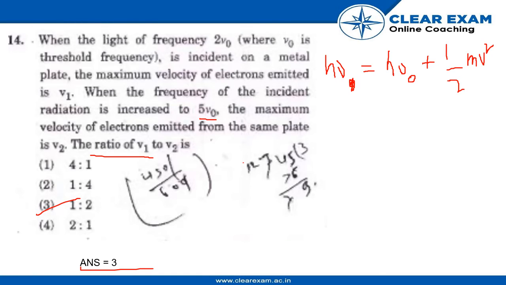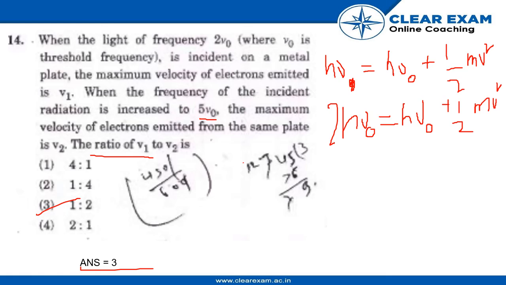Okay, so h nu, which is 2h nu naught, equals h nu naught plus half m v square. Okay, so we cancel the h nu naught from this. We get equation 1, that is half m v1 square equals h nu naught.